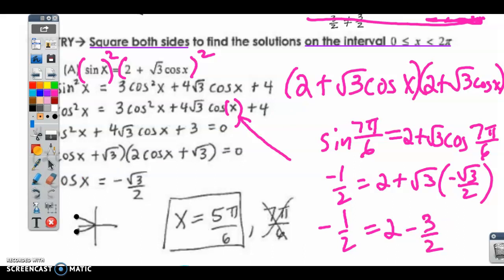So I'm going to end up with a positive 1/2. Negative 1/2 doesn't equal positive 1/2. That's not going to work. So that's why this has been crossed out. All right, I think that is enough review. We will do some more review in class.